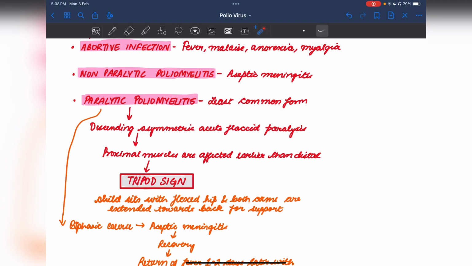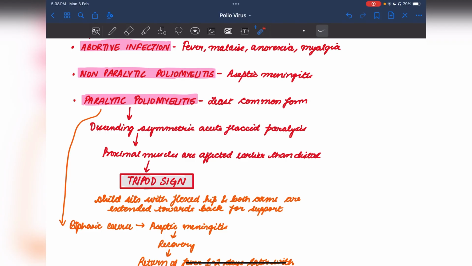There is a tripod sign that you will see in case of poliomyelitis. The child will sit with flexed hip and both the arms extended towards the back for support. So both the arms will be extended behind the back for support and there will be flexion of the hip.